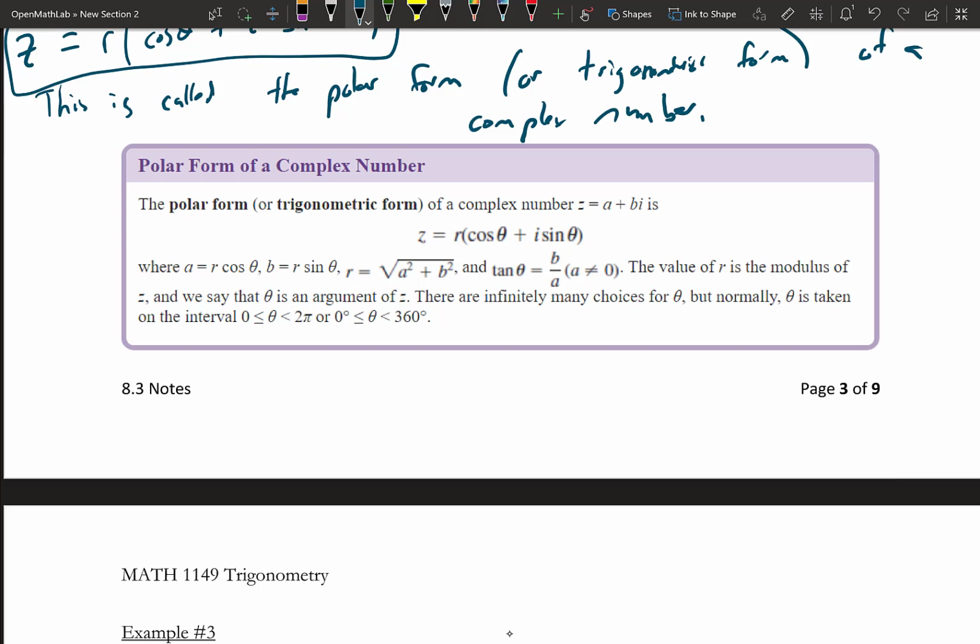Of a complex number, Z equals A plus BI, is Z equals R times cosine theta plus I sine theta, where A equals R cosine theta, B equals R sine theta, R equals the square root of A squared plus B squared, and tangent of theta equals B divided by A, where A cannot be equal to 0. The value of R is the modulus of Z, and we say that theta is an argument of Z. There are infinitely many choices for theta, but normally theta is taken on the interval between 0 and 2 pi, or between 0 and 360 degrees. Right, so just within one revolution.